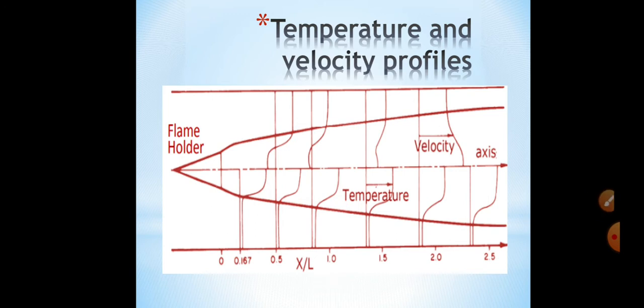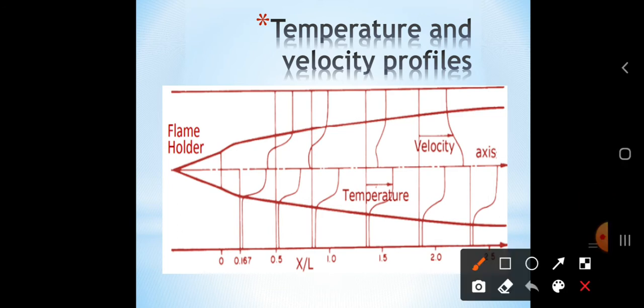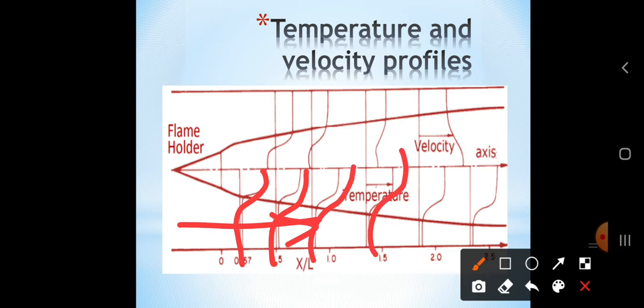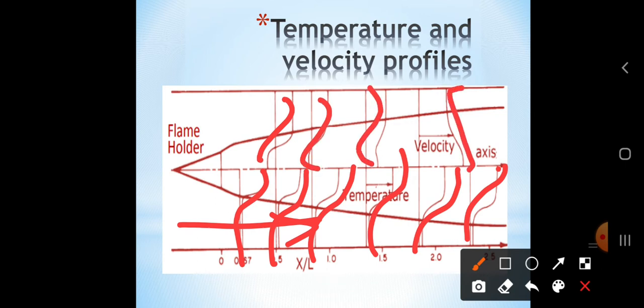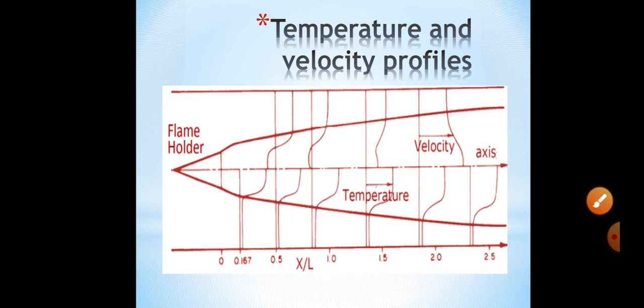Here are temperature and velocity profiles, showing how these things vary with respect to distance as they move from the start of the combustion chamber to the end of the combustion chamber. So here we can see temperature variations in this particular manner, and velocity variations in this particular profile. In this manner, the temperature and velocity profiles will change from the flame holders until the complete combustion process.